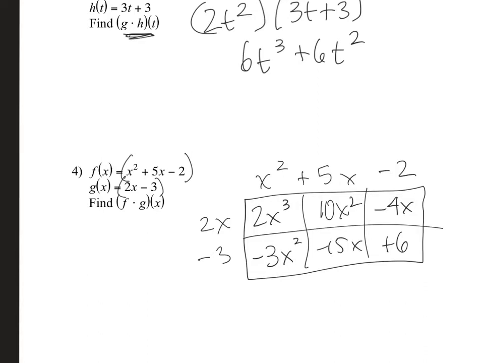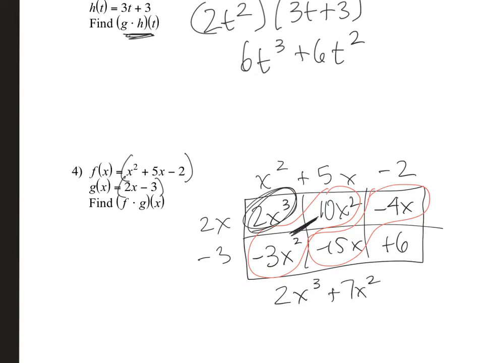And I love this part. Your like terms end up being diagonal from each other automatically. So when I try to write my answer to this, I get 2x cubed because it has no like terms, plus 7x squared because these two combine together, minus 19x because these two combine together, and then plus 6 because this constant term has nothing to combine with.